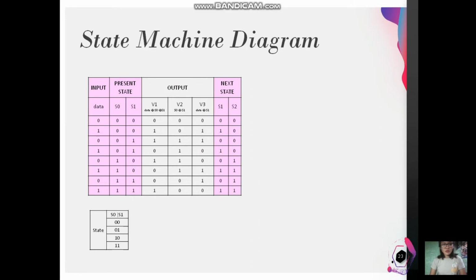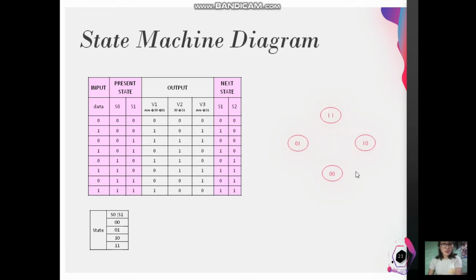Now in this slide, I'm going to show you how to design the state machine diagram based on our outputs, input, present state, and next state. So we have 4 states, that is 0, 0. By the way, I prefer to place my states in a diamond form. So 0, 0, 0, 1, 1, 0, and 1, 1.